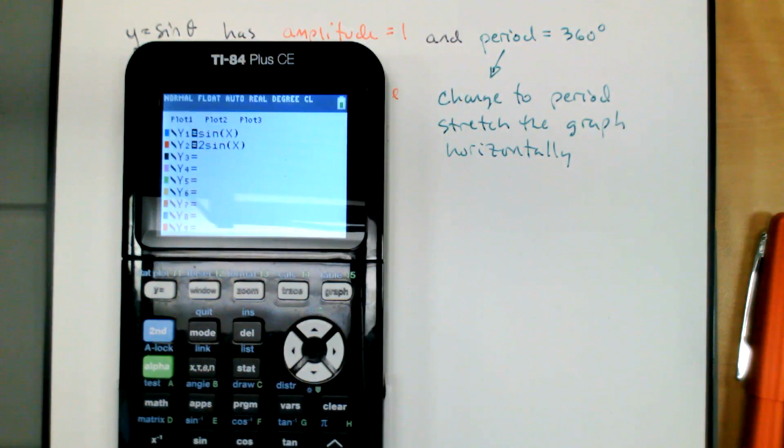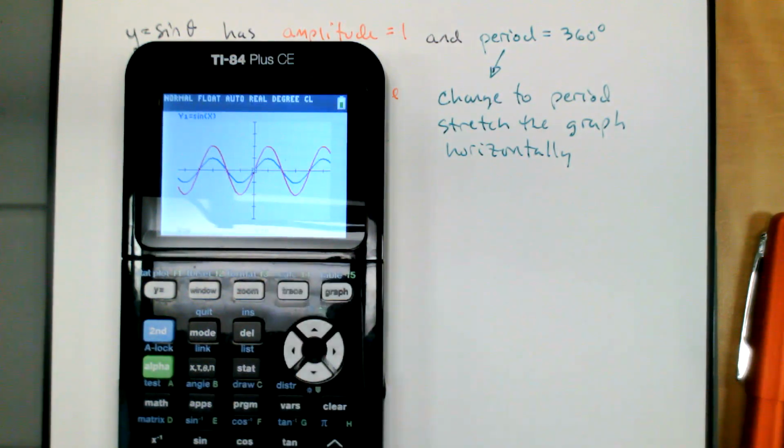I'm going to say, what happens if I take the sine x and multiply it by 2? We can see that when I multiply sine x by 2, I have stretched the graph vertically. Note that the amplitude has increased. If I trace and look at what's going on at 90, on the graph of sine of x, we're at 1, and on the graph of 2 sine x, we're at 2. So we multiply by 2, we stretch the graph vertically by a factor of 2.